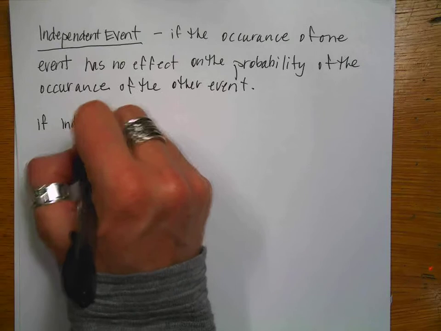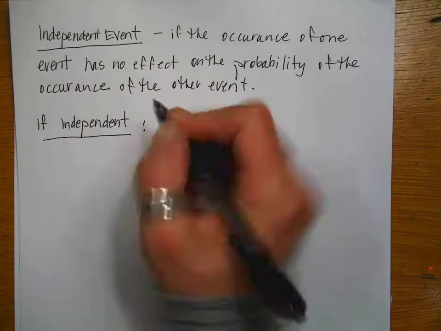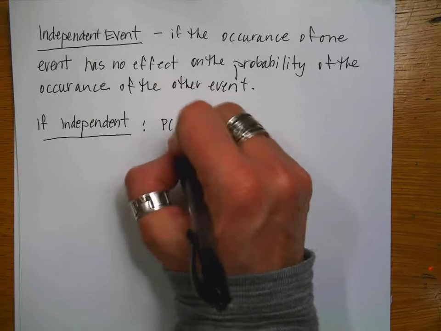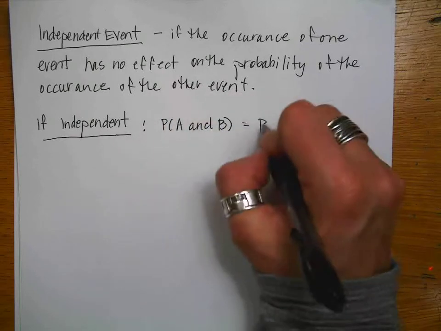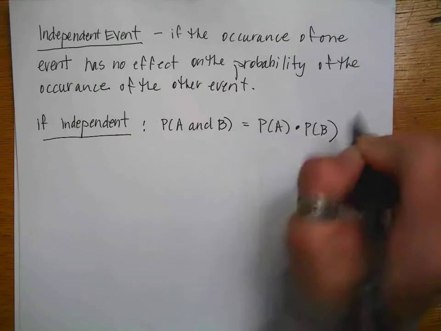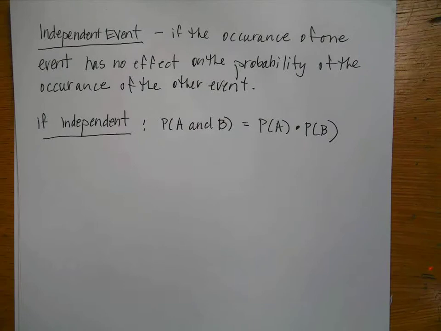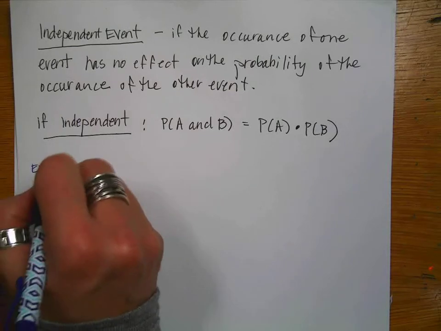Okay, so if two events are independent, okay, if independent, the probability of A and B is going to be equal to the probability of A times the probability of B. Alrighty, so remember, we're not talking about mutually exclusive. We're talking about if one thing has no effect on the other.